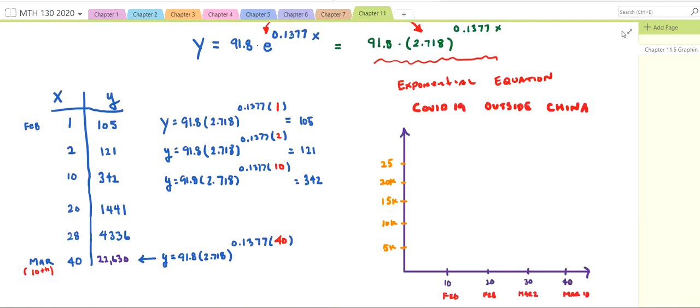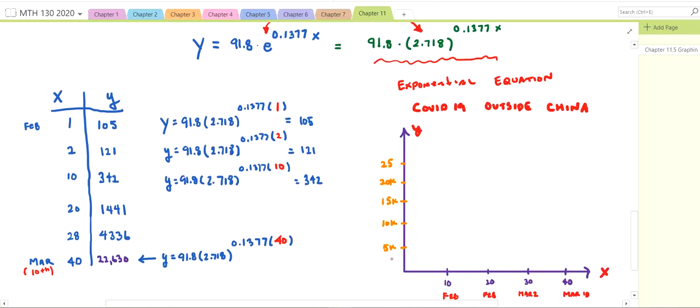So let's go ahead and plot this. So I've set up an X and a Y axis over here. Here's my X, here's my Y. Along the X axis, I put the number of days. There's 40 total days that I'm taking into account here. So this is February 10th, February 20th. By the time we get to day 30, that's actually March 2nd. And day 40 is March 10. So let's go ahead and put these numbers in.